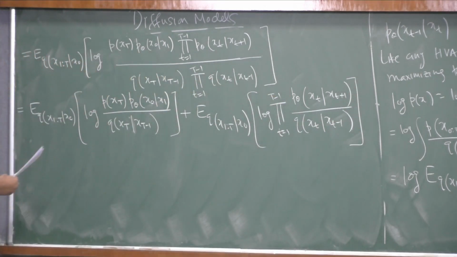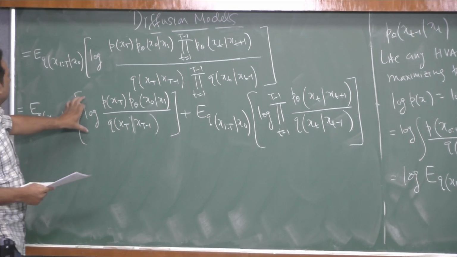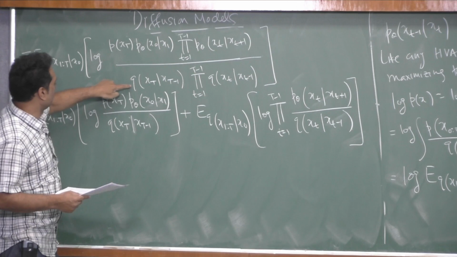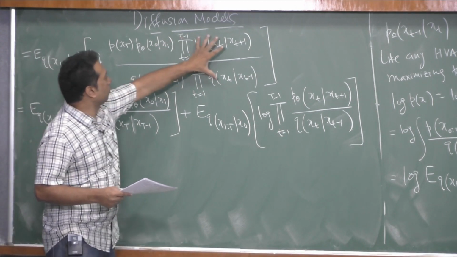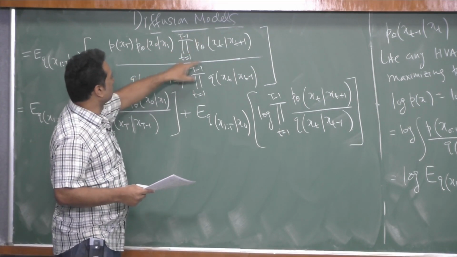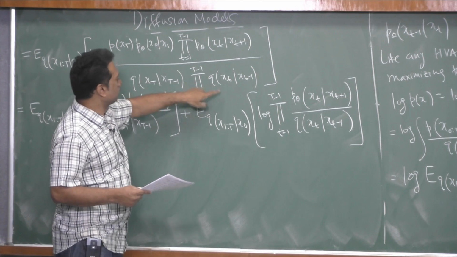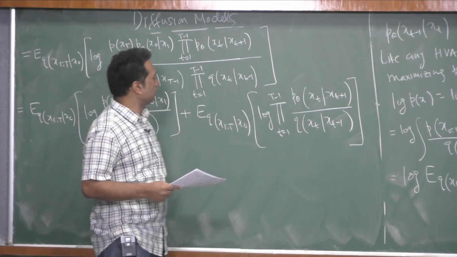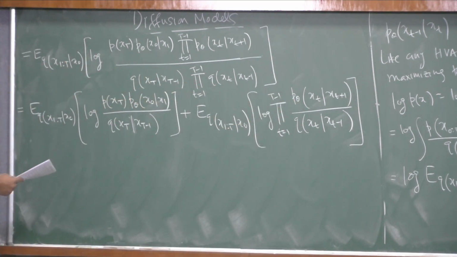All right. So as I said, we have split the log. So log of this divided by this, and then log of this product, and this indexing is the same, so we combine them. So the combined thing is here. Okay, and we will split this log further. That's the plan.